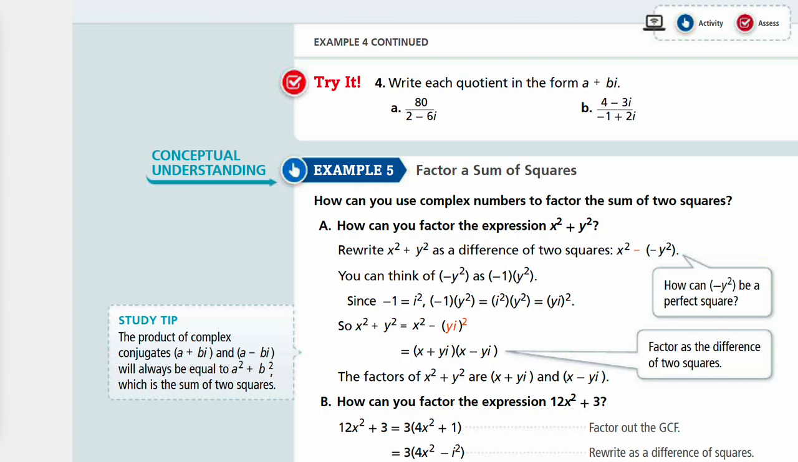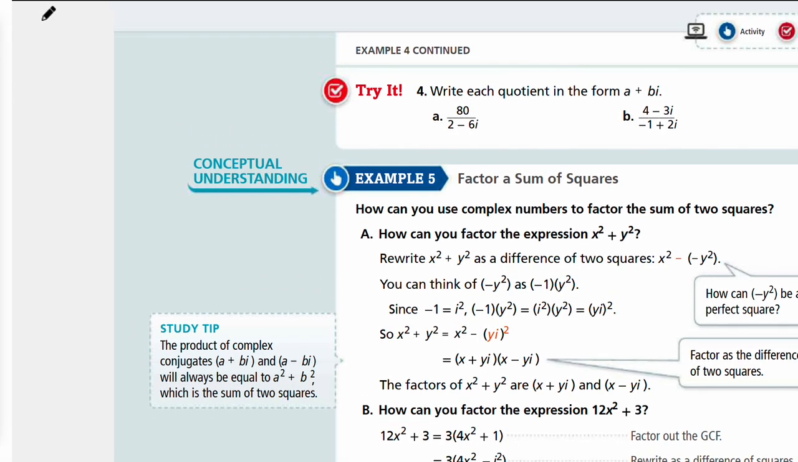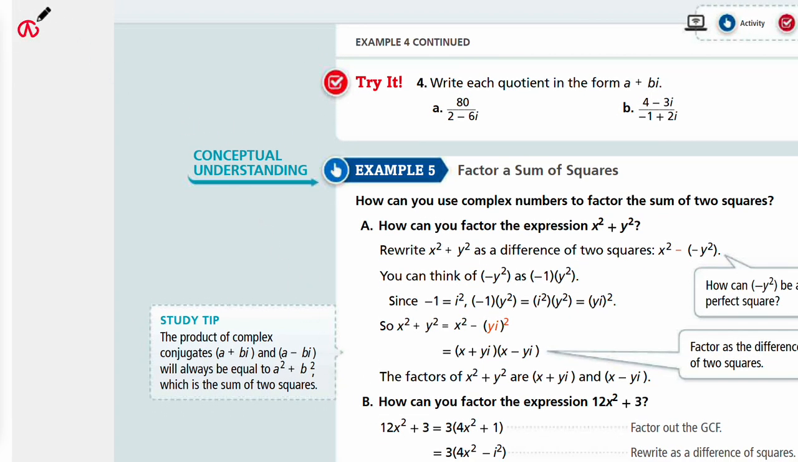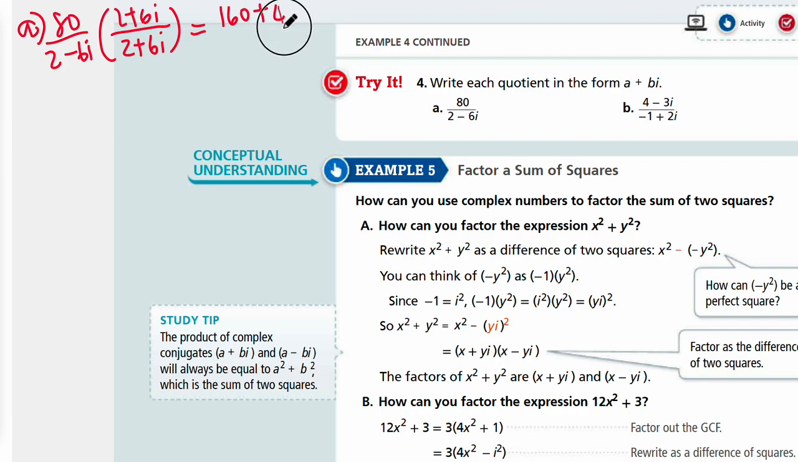Okay, are we ready to check answers? So let's look at part A. 80 divided by 2 minus 6i. What's your complex conjugate? 2 plus 6i. So you're going to multiply 2 plus 6i over 2 plus 6i, which will give you 160 plus 480i over 4 plus 12i minus 12i minus 36i squared.